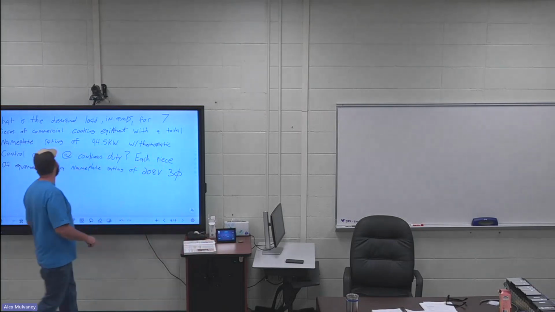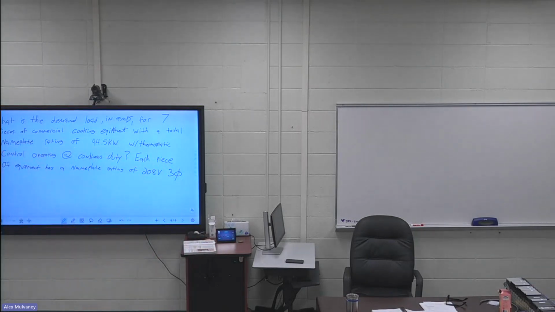All right. So the question: what is the demand load in amps for 7 pieces of commercial cooking equipment with a total nameplate rating of 44.5 kilowatts with thermostatic control operating at continuous duty? Each piece of equipment has a nameplate rating of 208 volts, 3-phase.